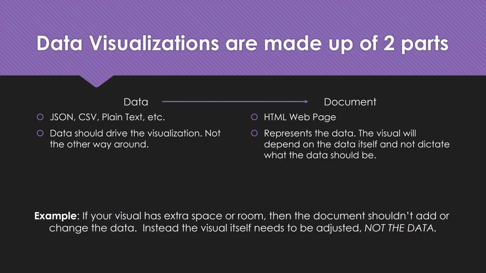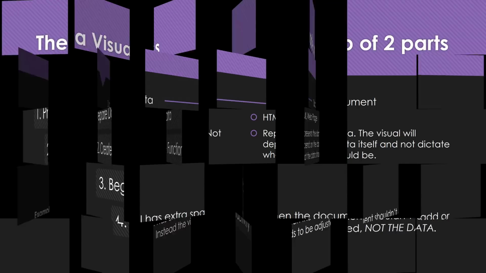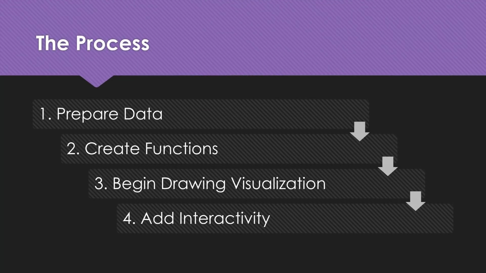Instead, the visual needs to be adjusted, not the data. Throughout this course, we'll tackle projects in a certain process. We start off with retrieving the data and preparing some settings. Then, we'll prepare any functions we'll need. Then, we begin drawing everything onto the page using the data and the functions. Lastly, we'll add any interactivity if there should be any. You'll get a lot of practice with this process, so don't worry if you don't fully understand.